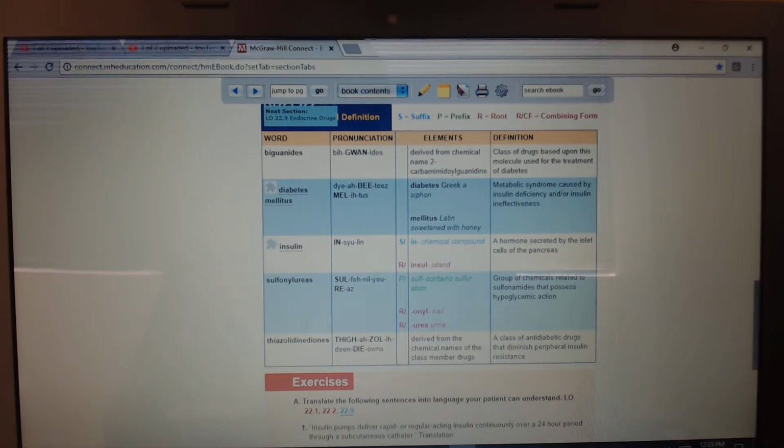Okay, here's our word list. Biguanides, derived from the chemical name 2-carbamimidoylguanidine, classes of drugs based upon the molecule used for the treatment of diabetes. Diabetes mellitus. Diabetes is Greek for siphon. Mellitus is the Latin for sweetened with honey. Metabolic syndrome caused by insulin deficiency and/or insulin ineffectiveness. Insulin, insul is island, a hormone secreted from the islet cells of the pancreas.